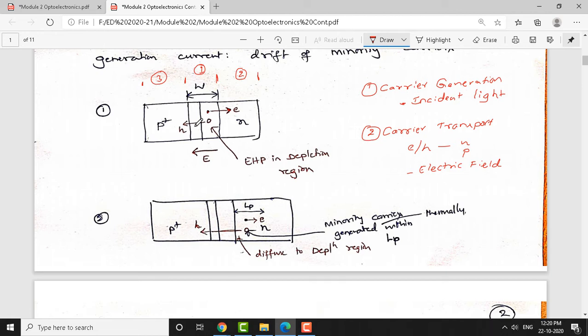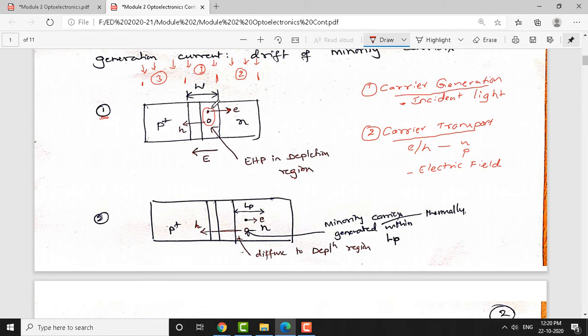Now you can see here, as we already said, carrier generation will happen through the incident light. When we make the uniform light fall on this surface, there are uniform photons falling on the junction surface, as you are seeing here. In category 1, what we are analyzing is only the depletion region, that is segment 1. This forms electron hole pairs in the depletion region, and the electric field is responsible for carrier transport, while for carrier generation the incident light is responsible.